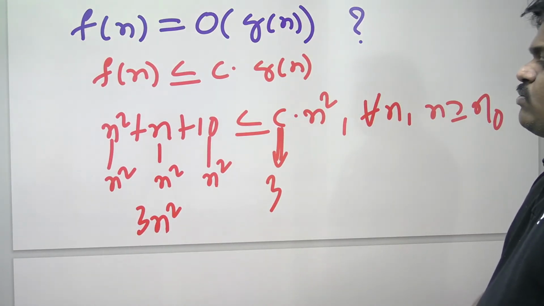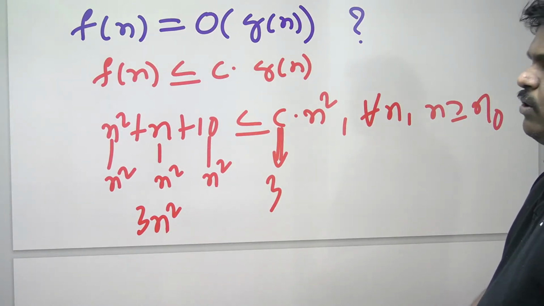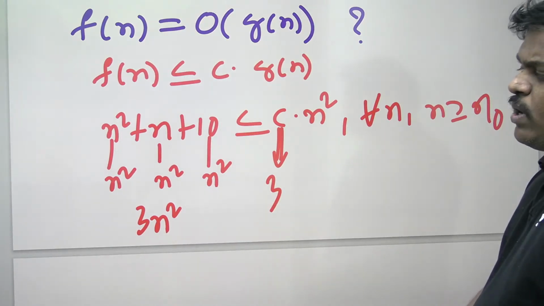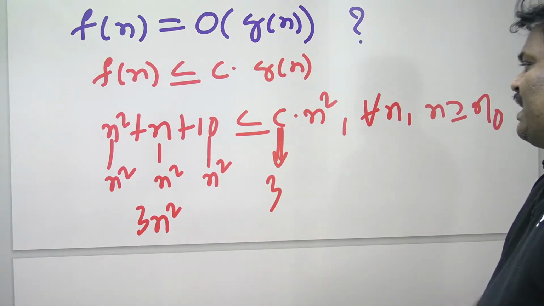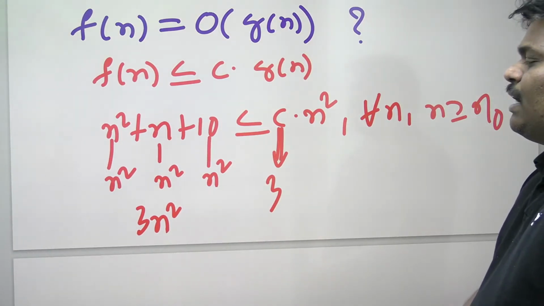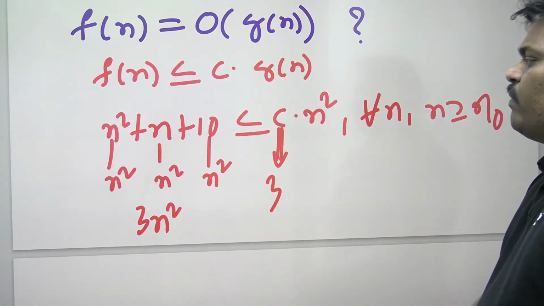Fail. Next one, if I take n0 value 2, let's check. If you take 1, it fails. If you take 2, 2 square is 4, 4 plus 2 is 6, 6 plus 10 is 16. On the right side, n value 2, 2 square is 4, 3 fours is 12. Left is 16, right is 12, fail. I think 2 also fails.